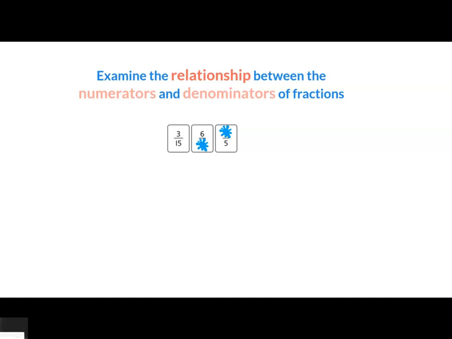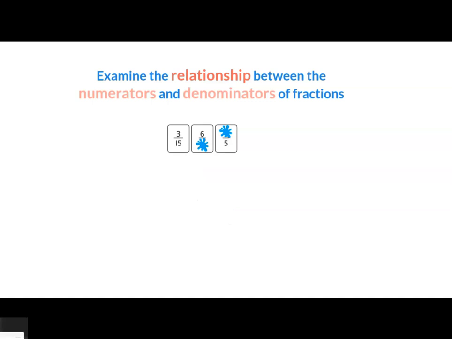Yeah, 3 times 2 results in 6. It's been multiplied by 2. If the numerator has been multiplied by 2, well then the denominator also has to be multiplied by 2. Here you can see 3 times 2 is 6, 15 times 2 is 30. And then you've got your rectangles, your visual representation down below to prove that they are equivalent.